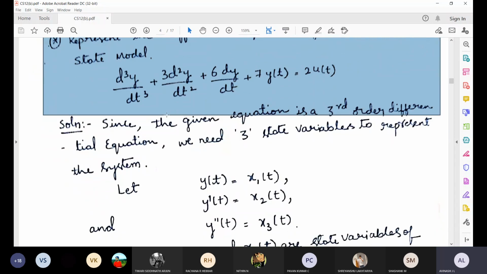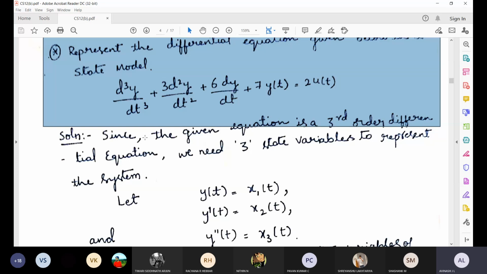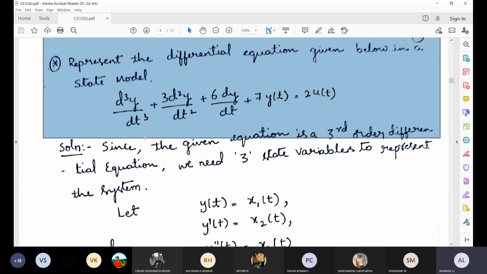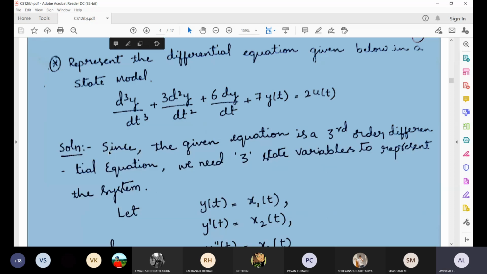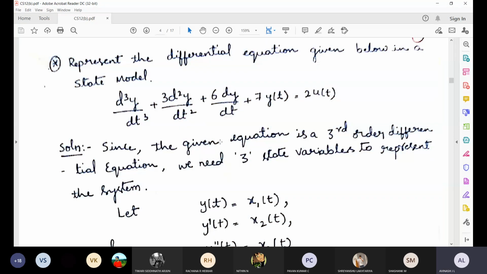While solving this numerical, we need to understand some basic things. What are those basic things? Since the given equation is a third order differential equation, based on the highest degree of differentiation, that is 3, we need 3 state variables to represent the system.